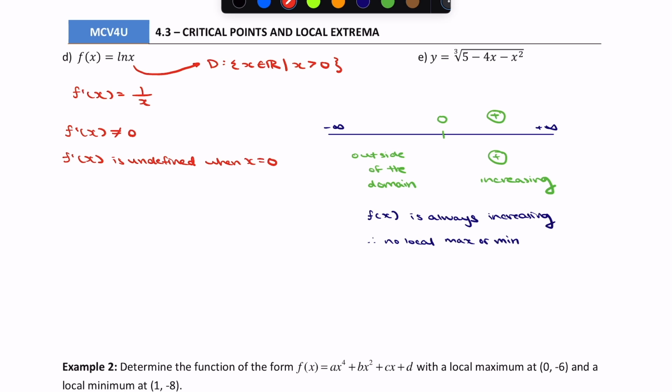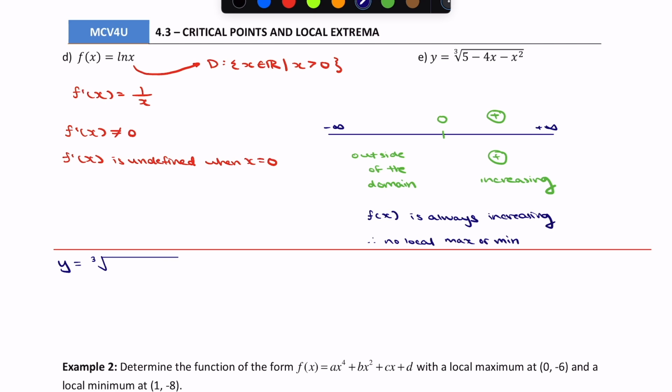So let's work on this last example here. It says y is equal to the cubed root of 5 minus 4x minus x squared. So just split it at the bottom of this section. So it splits up these two questions so we're clear. So initially, here we have y is equal to the cubed root of 5 minus 4x minus x squared.